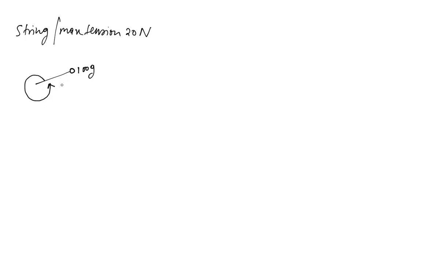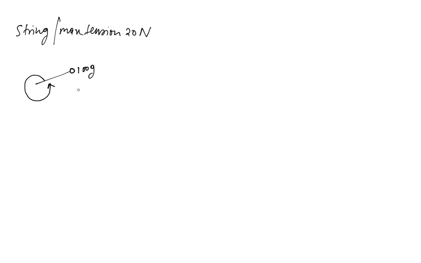Let's discuss some examples on circular motion. Let's say we have a string, and the string can take a maximum tension of 20 newtons. So you have a string, and if the tension of the string exceeds 20 newtons, it's going to break. And you tie a stone to it, and let's say the mass of the stone is 100 grams, and you move it in a circle.